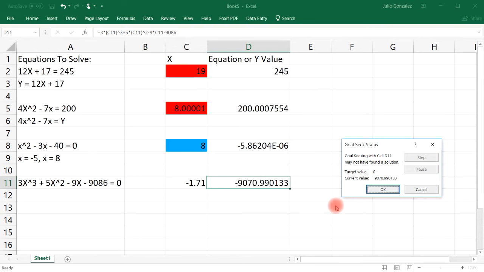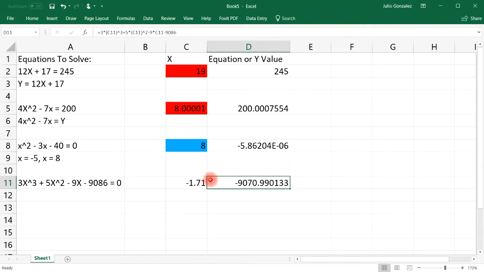So here's one answer that we have, negative 1.71. But notice that it didn't give us a target value of 0. So that's an issue. It looks like Excel tried, but it failed. So instead of using 0, let's pick another number. Let's try to get close to this 0.